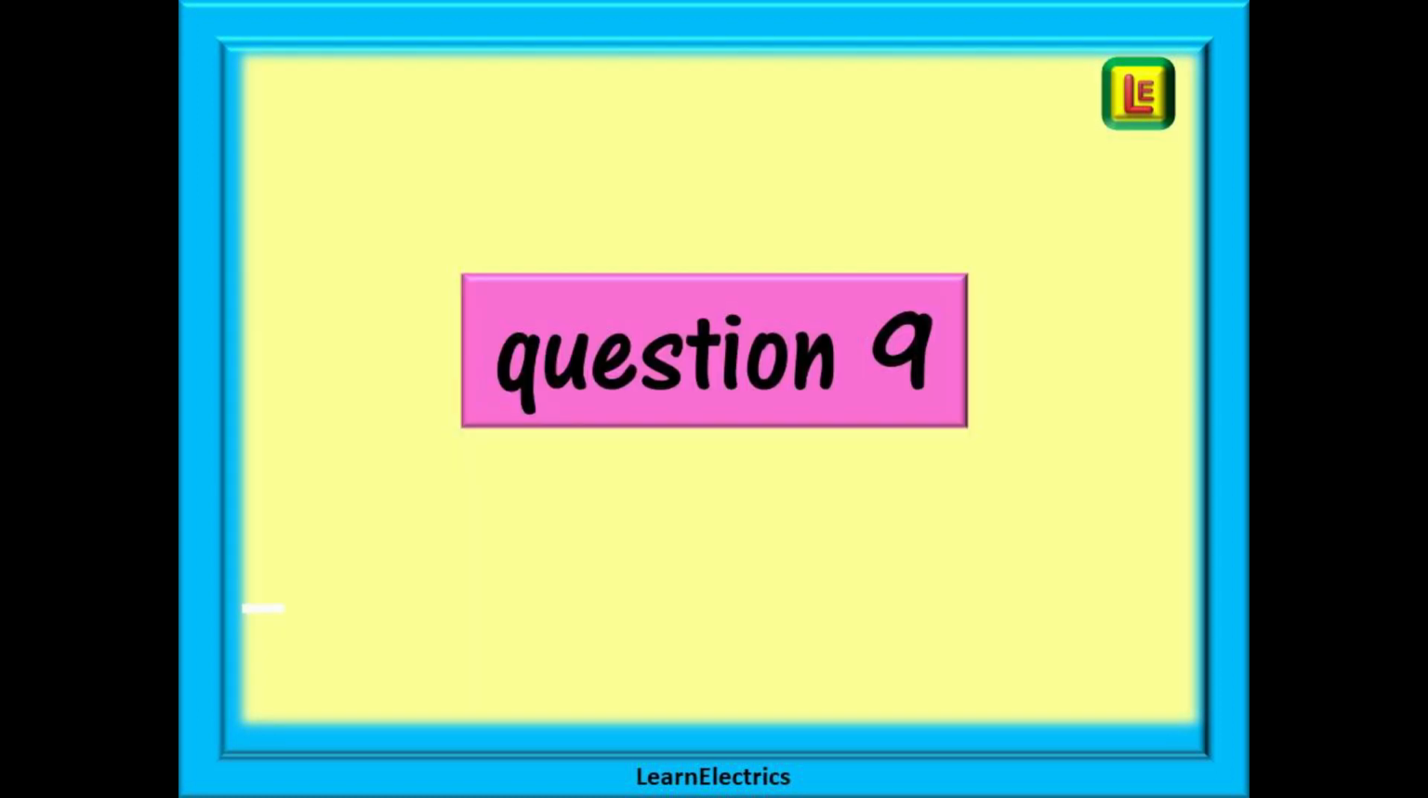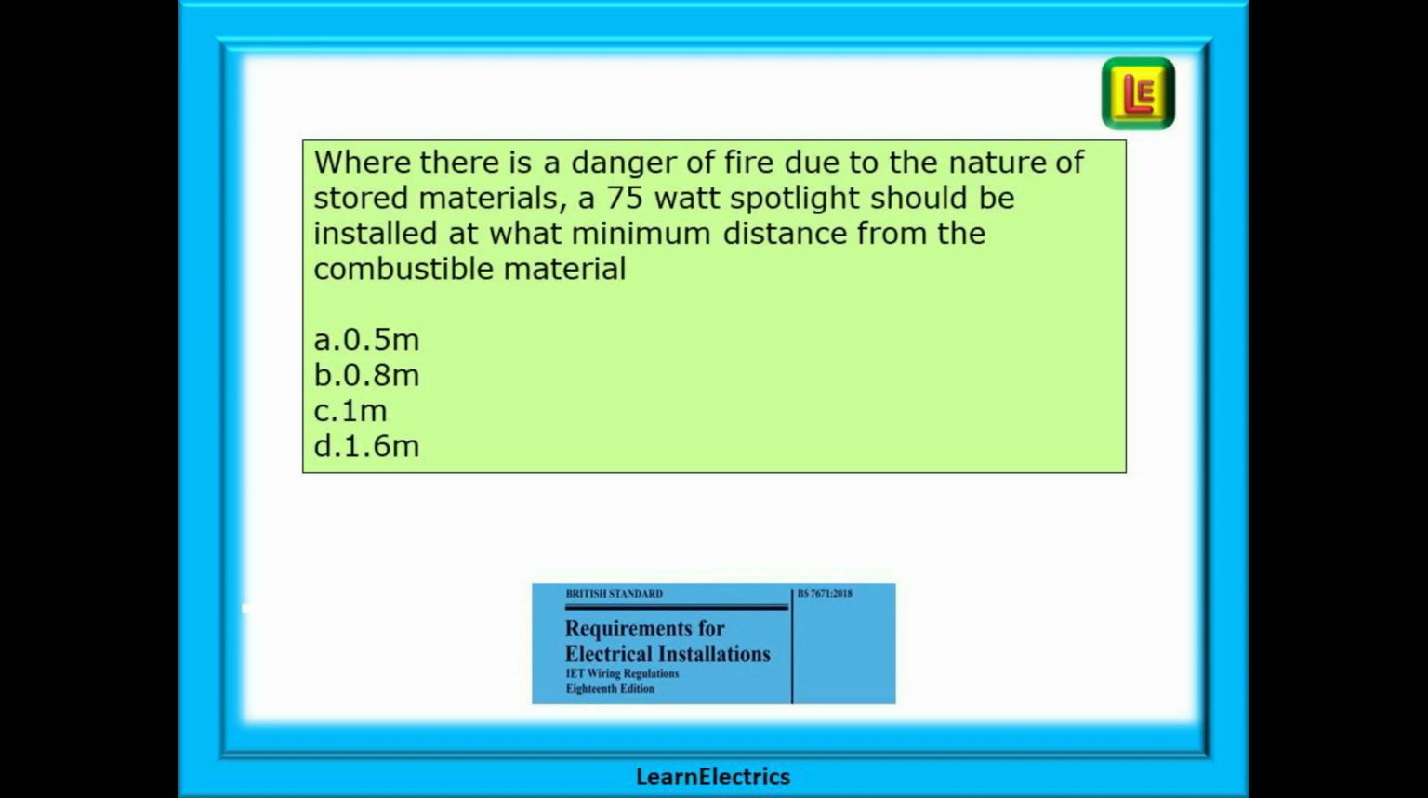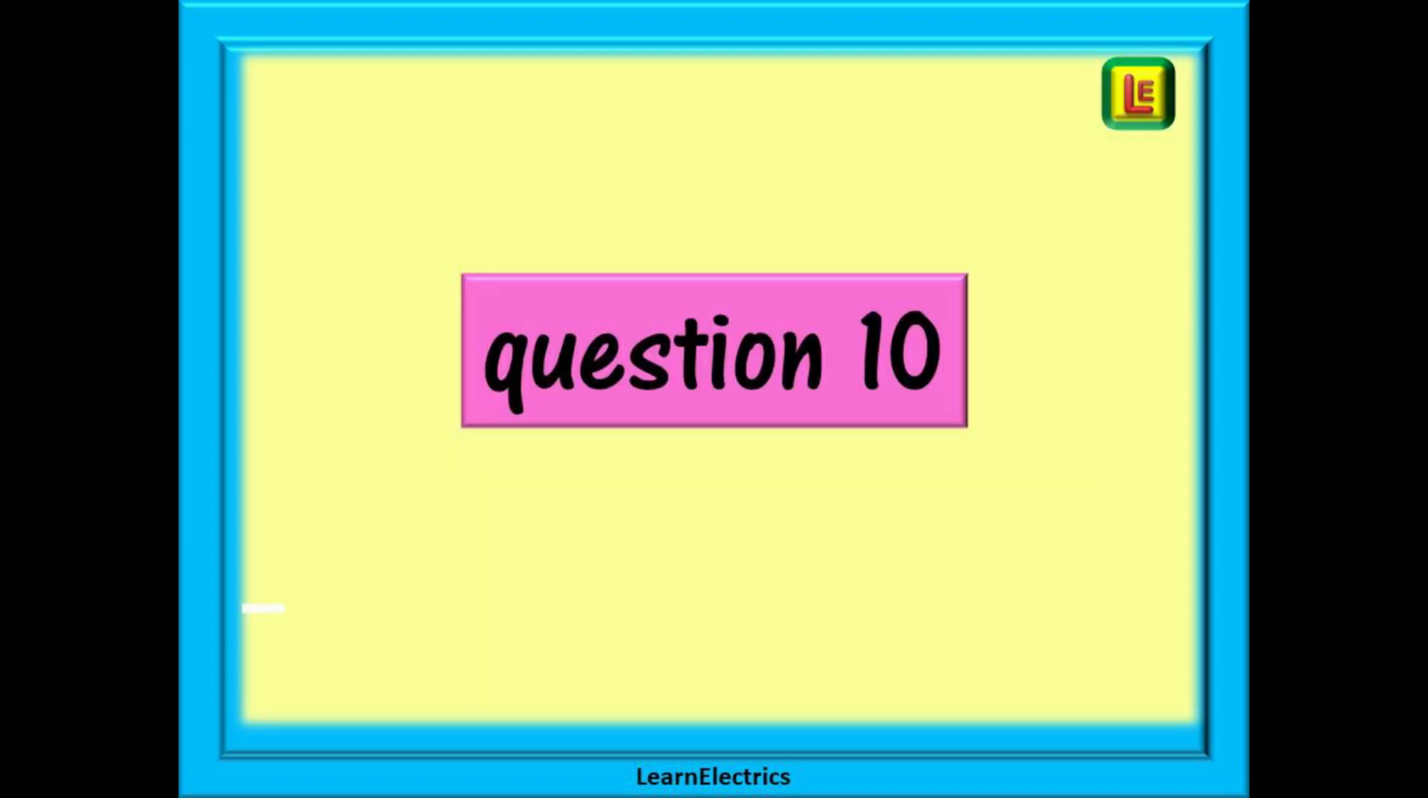Question 9 is for you to attempt unaided. Use the same methods as we have just been using. Where there is a danger of fire due to the nature of stored materials, a 75-watt spotlight should be installed at what minimum distance from the combustible material? Pause the video, pick out your keywords and follow a logical method to find the answer. Answers later.